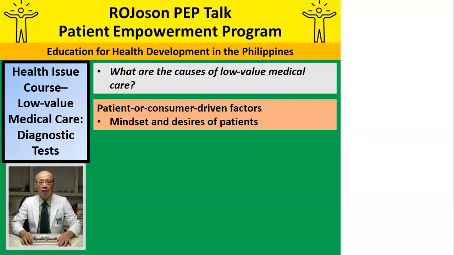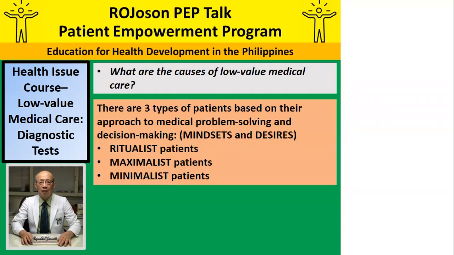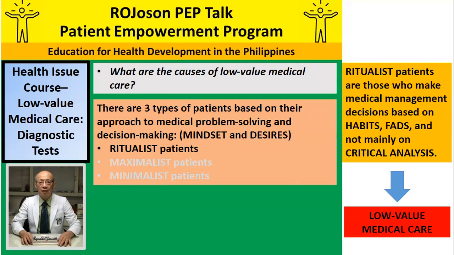The second factor is the patient-driven factor, which is usually the mindset and desires of the patients. Again, there are 3 types of patients: ritualist, maximalist, and minimalist. Just like the physicians, ritualist patients usually make decisions based on habits, fads, and trends, not mainly on critical analysis. So this will lead to low-value medical care.